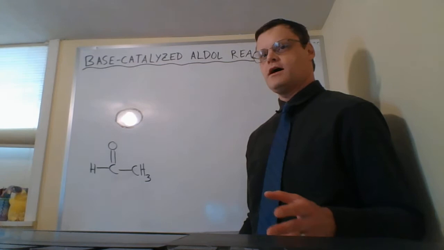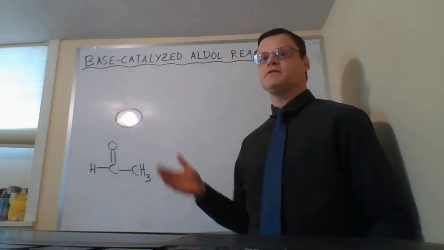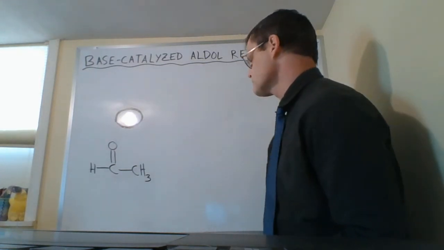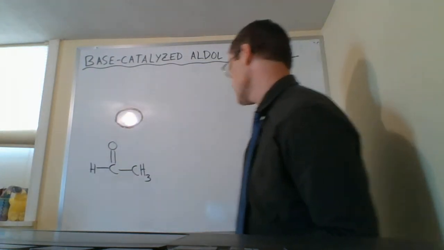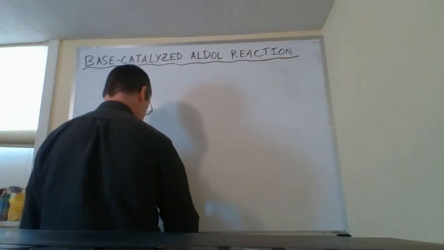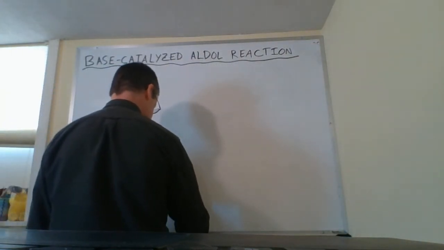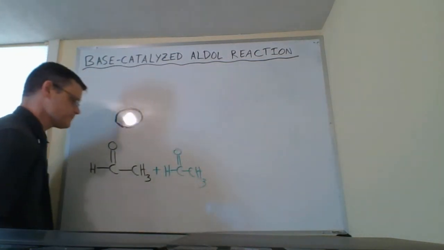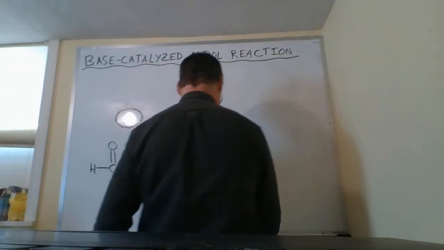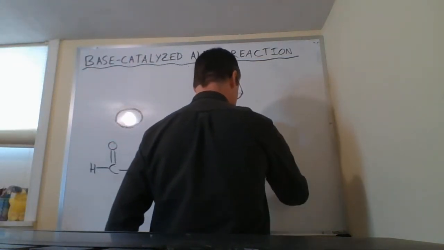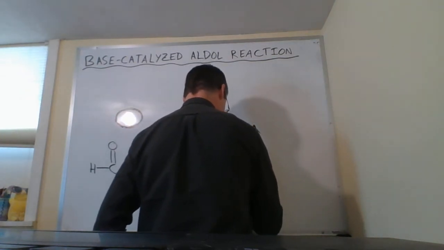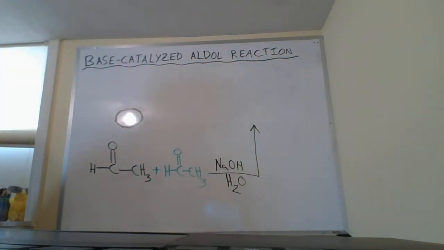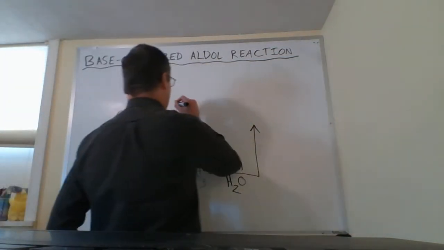And I'm going to start with a simple example. We'll look at the mechanism of the base catalyzed aldol reaction, and then I'll try to give one more example after that. So in this simple example, I'm going to take acetaldehyde. So this is an aldehyde, and I'm going to react it with itself. So another molecule of acetaldehyde. Okay. And the base catalyzed conditions, what we typically show for that would be sodium hydroxide and water.